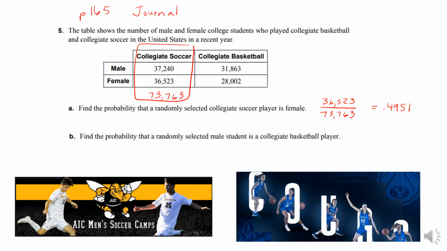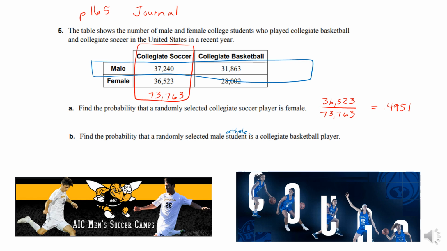Then find the probability that a randomly selected male, so now we're going to look at the males, randomly selected male student is a collegiate basketball player. Now in this one we've got a problem because the book said it wrong. So it should say athlete, because these are actually both athletes. Now there are going to be students at the college that don't play a sport.